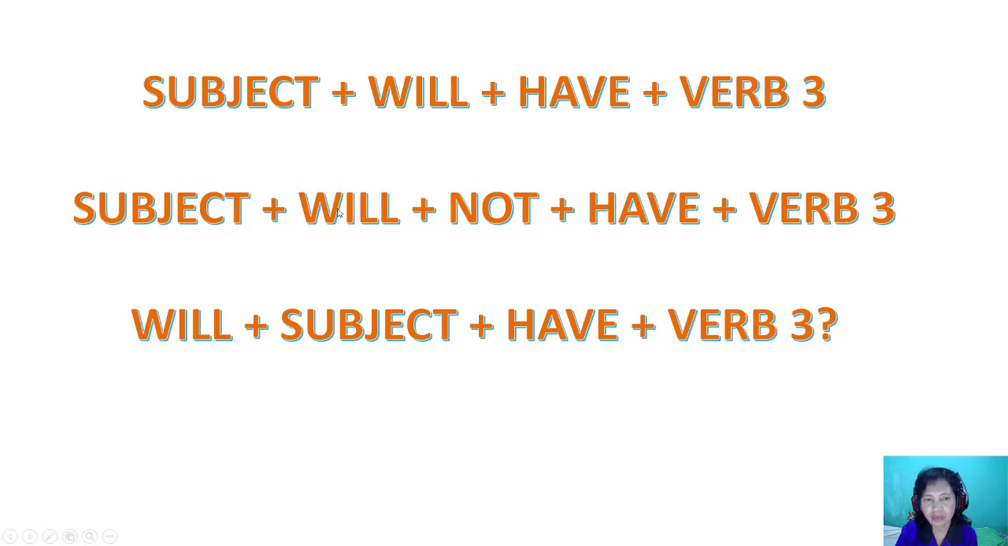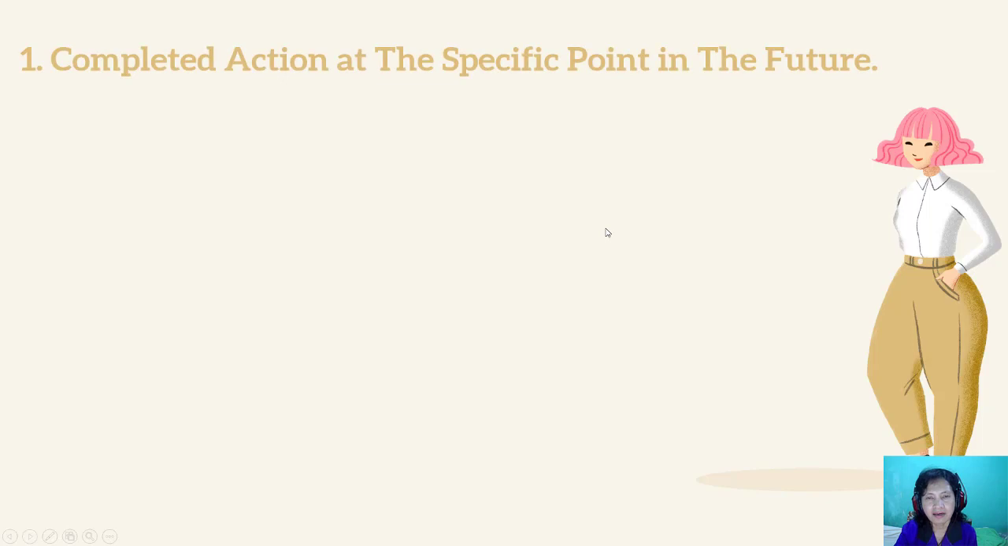So there are two auxiliaries here, will and have. So you put it here. Another question is will plus subject, have and verb. Don't forget this is verb 3 or past participle. Okay, let's go to see the use.